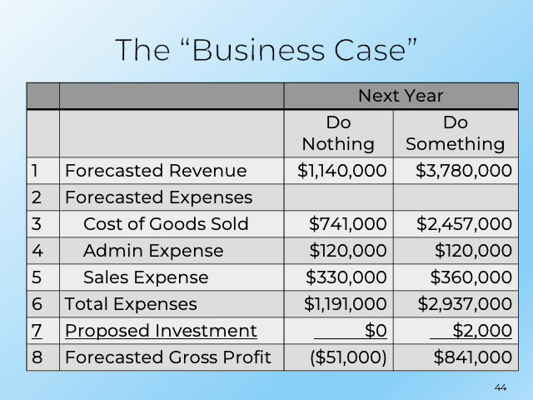Not a good thing. On the other hand, it looks like someone has presented a proposal in the do something column. While it evidently requires an investment of $2,000 on line 7, and it also seems to bump up sales expense on line 5 from $330,000 to $360,000, it looks like it will increase revenues from $1.41 million to $3.78 million on line 1. Given the small size of this investment, this seems like it would be a good idea despite the increase in sales expense, taking them from a forecasted loss of $51,000 to a forecasted profit of $841,000, a significant swing to the positive.